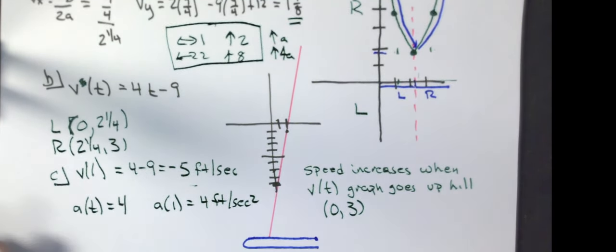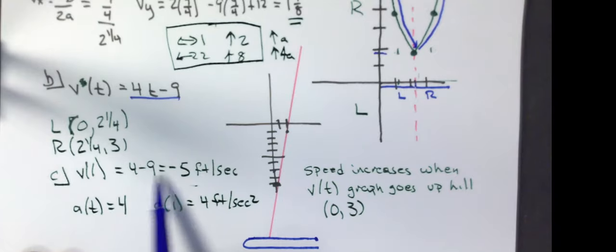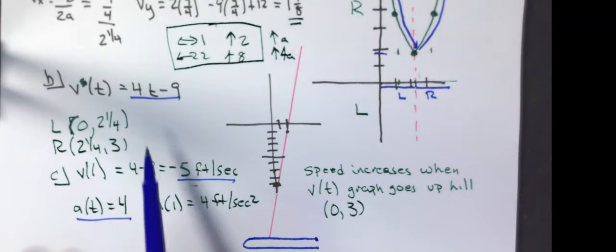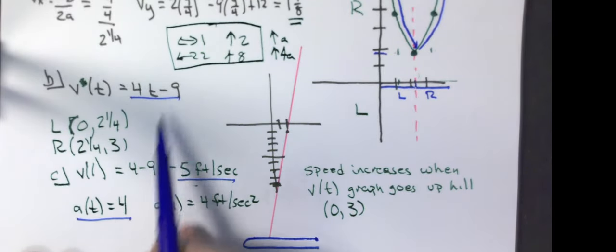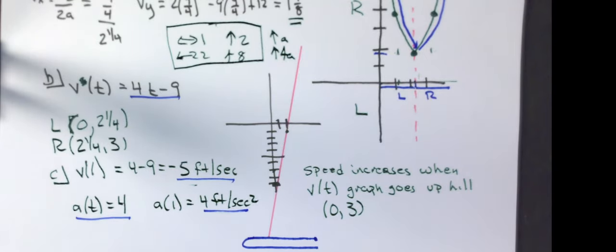Then they ask, what was the velocity and acceleration at time one? Well, for the velocity at one, I'm just going to put a one into that function. So I get 4 minus 9, which is negative 5 feet per second. Well, I need the acceleration function. The acceleration function is the derivative of the velocity function. The derivative of 4t minus 9 is just 4. So my acceleration is always 4 feet per second squared.